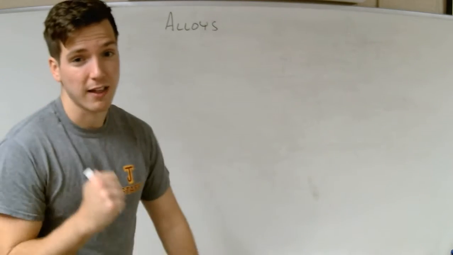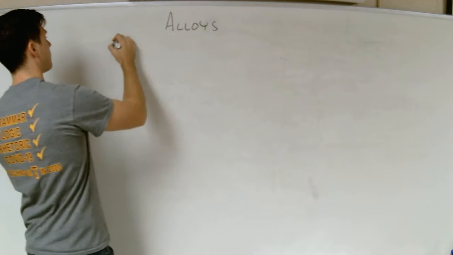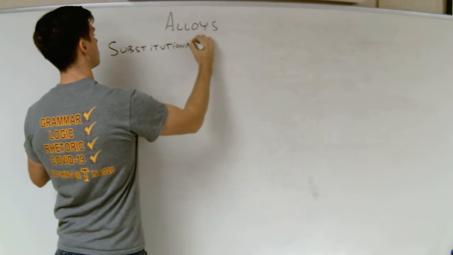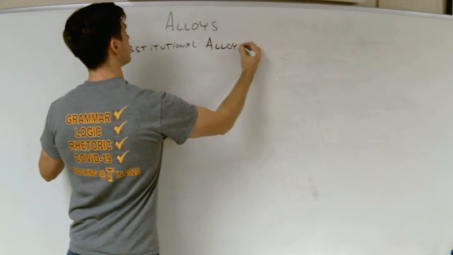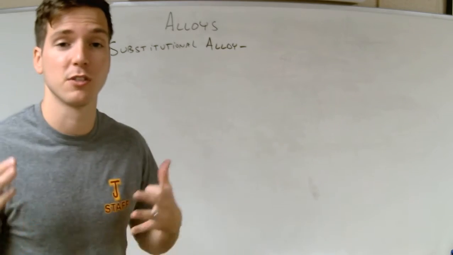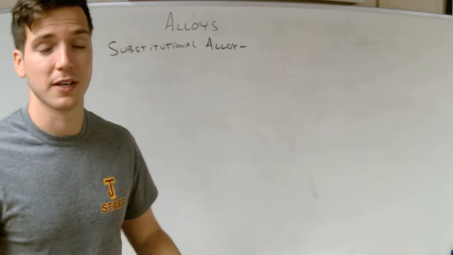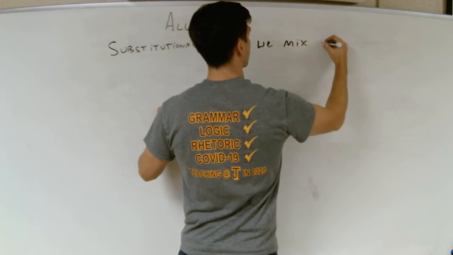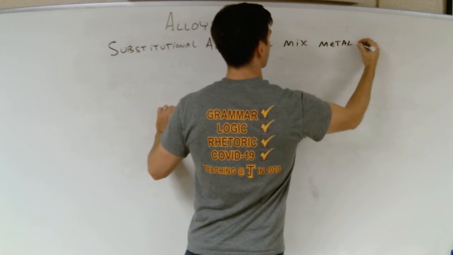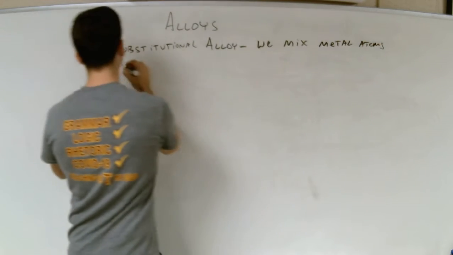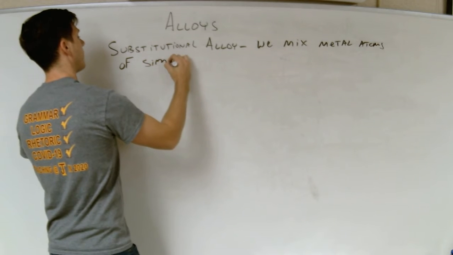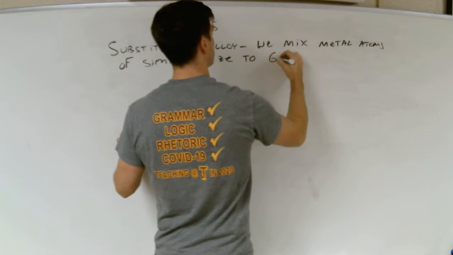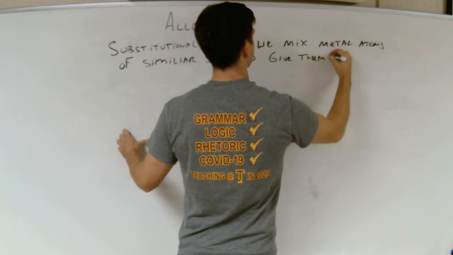So there are just two types of alloys we've got to talk about. Let's talk about the first one, which is substitutional alloy. If you look at that word, substitutional, we're going to be substituting something in. What is a substitutional alloy? We mix metal atoms of similar size to give them different properties.